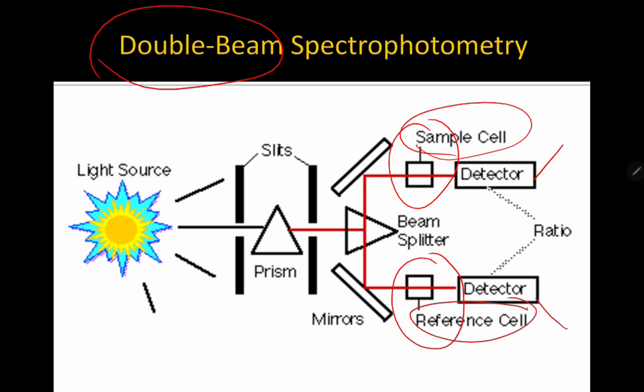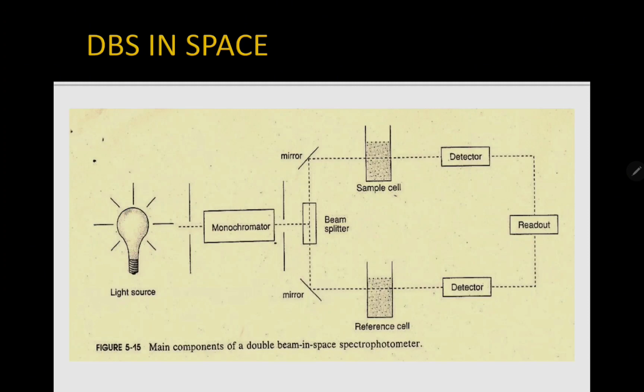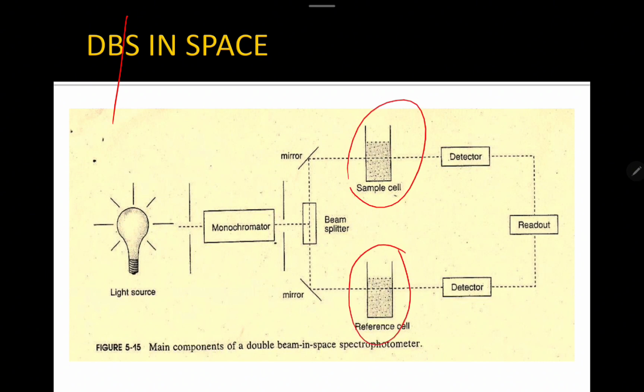So we have two types of double beam spectrophotometry. You have your double beam in space, or double beam spectrophotometry in space. Please take a look at the main components of a double beam in space. You have your sample cell here as well as your reference cell here. After the light strikes here and is absorbed by your component, we have the transmitted light, which will be detected by a photodetector. Same thing with the reference cell, it will be detected by a photodetector.